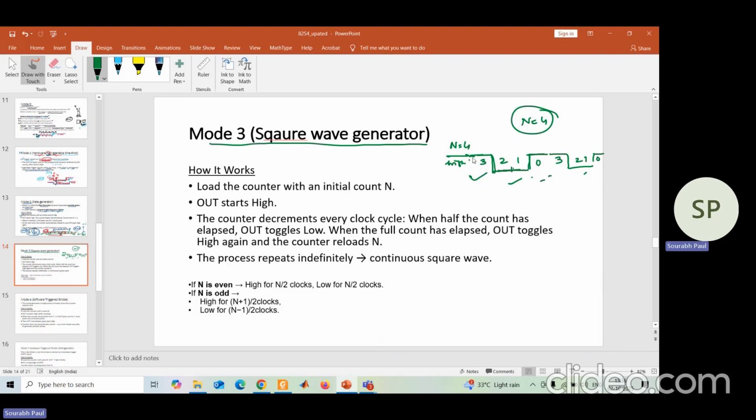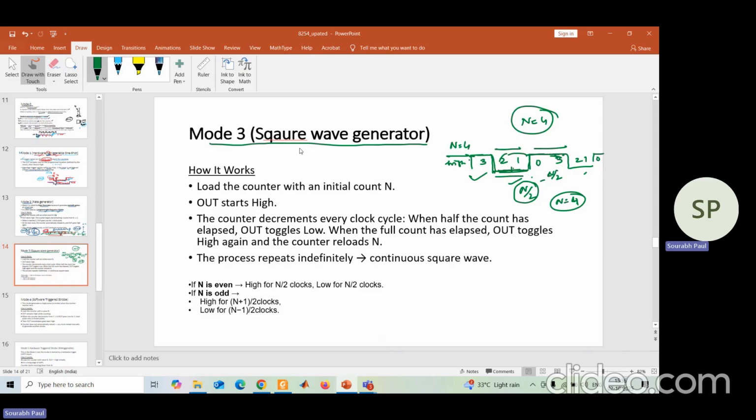Okay. So for the first clock, or actually the first time it will be high, and then it will be low, and then this operation will be continuously happening. So it means if you have n equal to 4, for an even number of counts, it will have n by 2 duration of high value and n by 2 duration of low value. So this is n by 2 low value, n by 2 high value, because if n equal to 4, for 2 counts it is low, for 2 counts it is high, and so on.